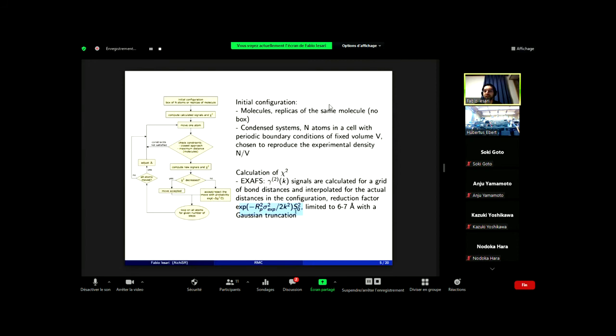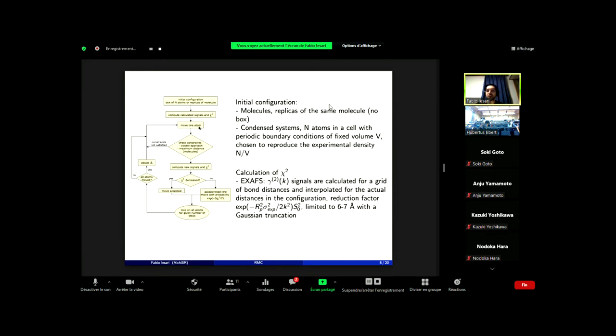We have the sigma 0 square, which is kept fixed in RMC, and the experimental resolution. And also, usually for EXAFS, we limit the calculation up to 6 or 7 angstrom, because again, EXAFS is mainly short-range sensitive because of the mean free path. After this 6 angstrom, the EXAFS signal becomes basically 0. So we can cut the calculation at this distance and speed up the time.